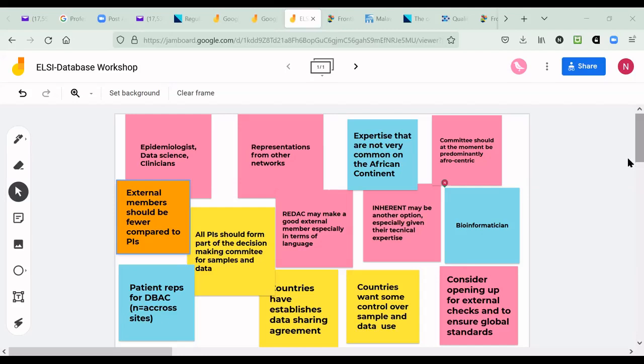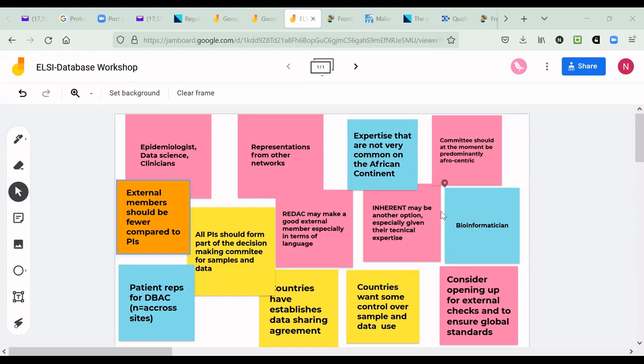And then there is also the inherent network, which came up as a possible network that we could consider having an external member from. There was also the agreement that we have patient representatives in the DBAC or the committee. We're not sure what number, but I think the suggestion is that it should be from all sides.